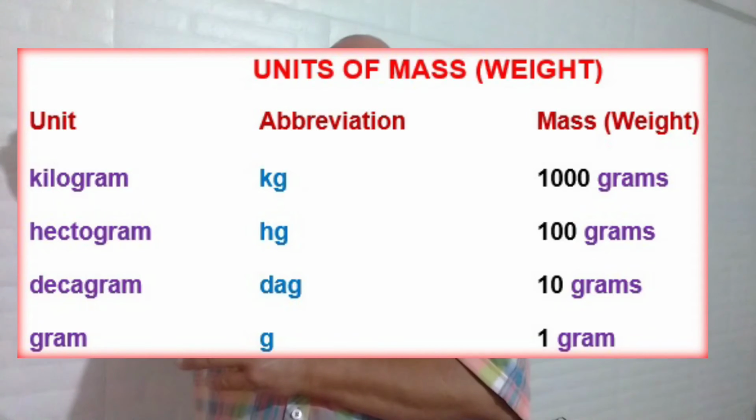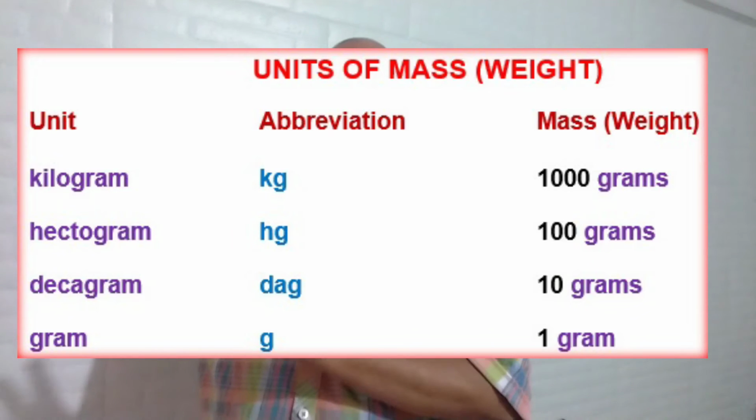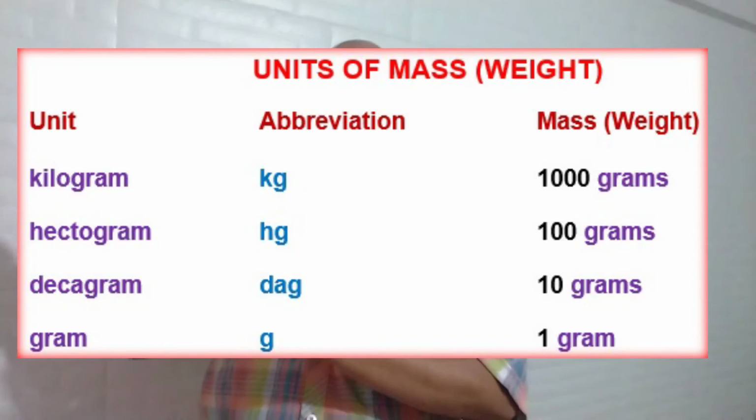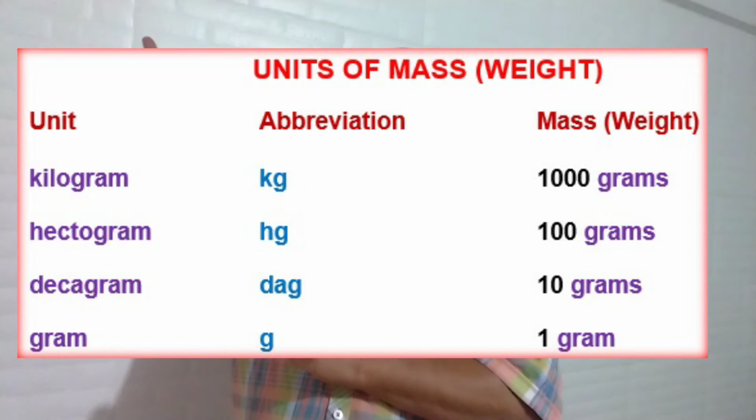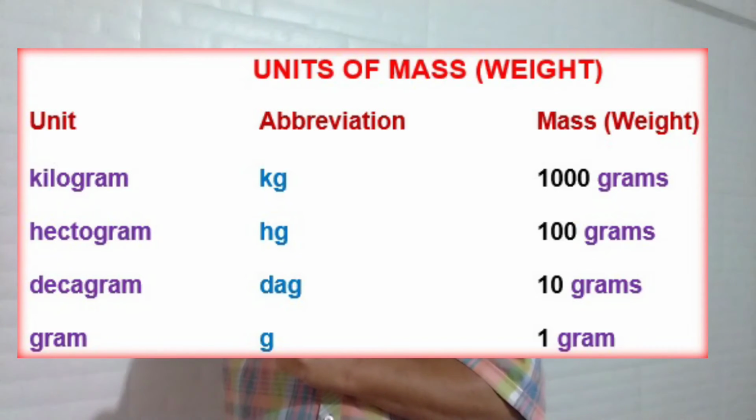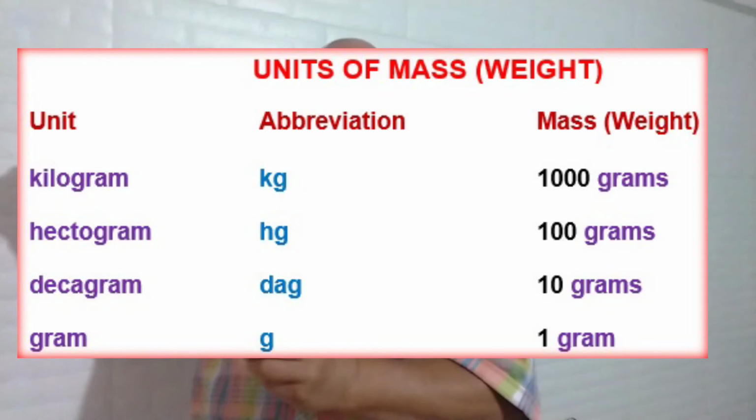Here we have the units of mass. For instance, a kilogram is 1000 grams. A hectogram is equal to 100 grams. A decagram is equal to 10 grams. And a gram is 1 gram.